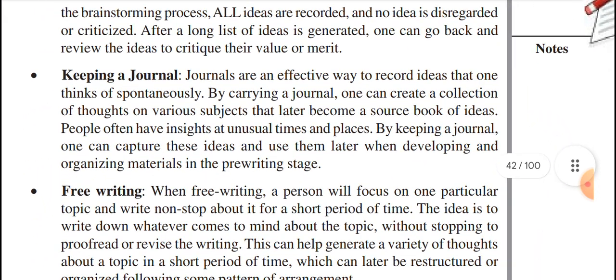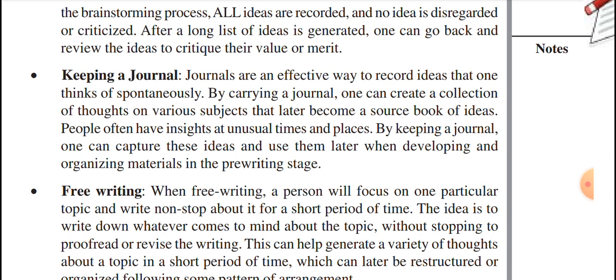During the brainstorming process, all ideas are recorded and no ideas are disregarded or criticized. After a long list of ideas is generated, one can go back and review the ideas to critique their value or merit. Keeping a journal.